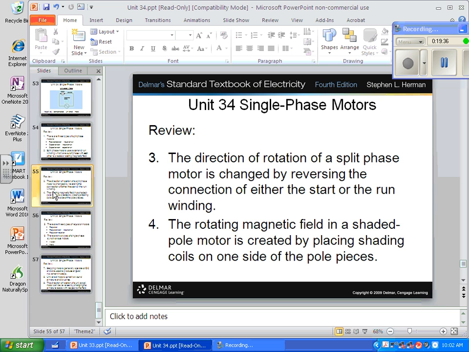Direction of rotation of the PSC motor is changed by reversing the connection of either the start or the run, but we don't do that. We change the start. When you come up and you have changed the run, it will be obvious that you did that. The rotating magnetic field in a shaded pole motor is created by placing shading coils. You know that.